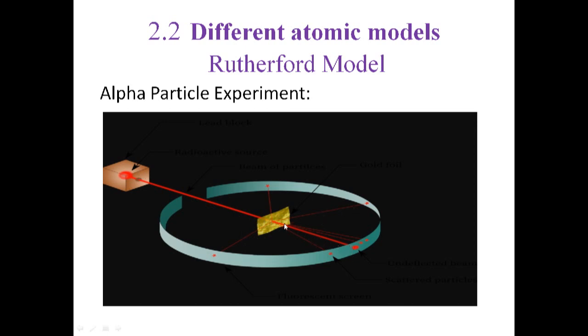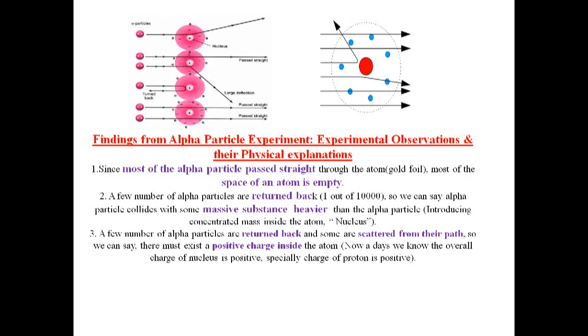different directions, and the majority of the alpha particles are not deflected; the undeflected beams are along this line, and these are the scattered alpha particles. And we must remember that alpha particles are positively charged. Findings from the alpha particle experiment: the experimental observations and their physical explanation.